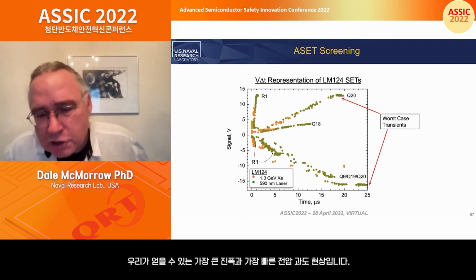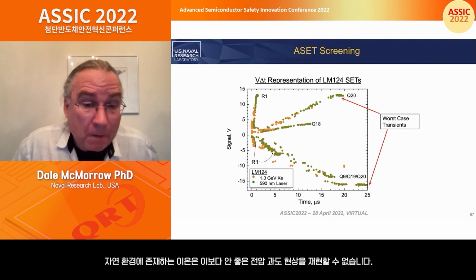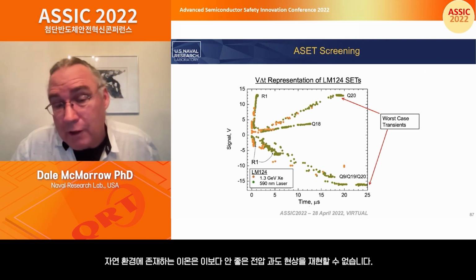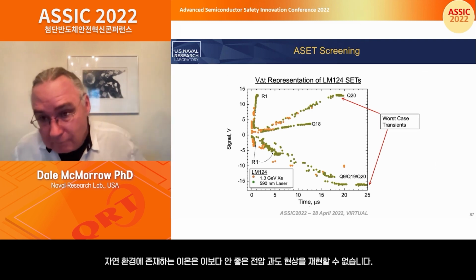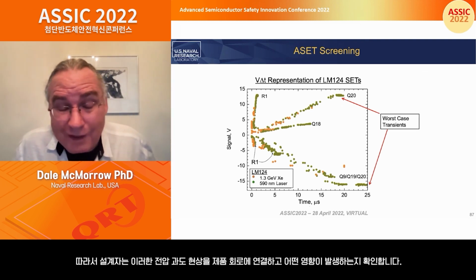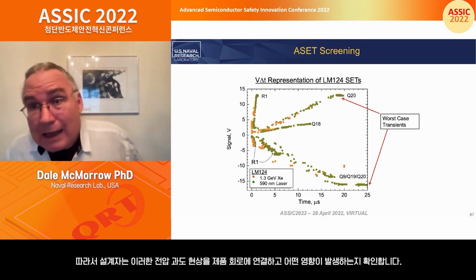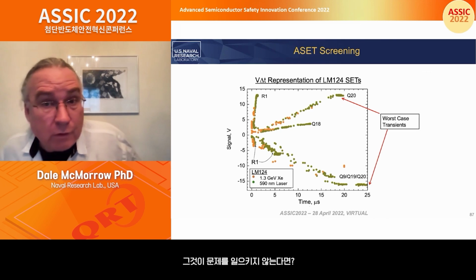They're the largest amplitude, fattest transients that you're going to be able to get. You're not going to be able to get any more with any ion that exists in the natural environment. And so designers can take these transients and plug them into their circuits and see what they do, basically.